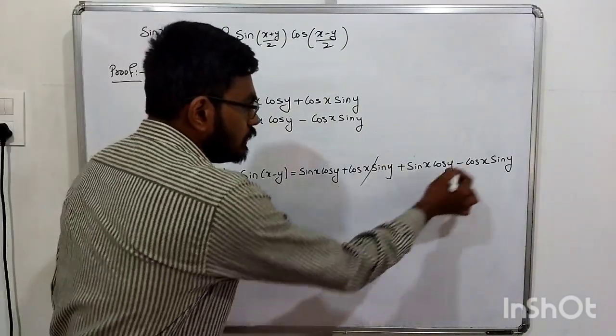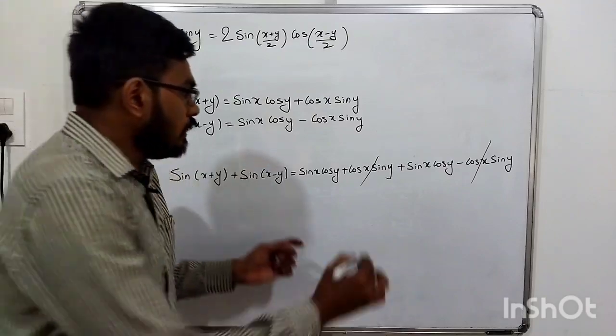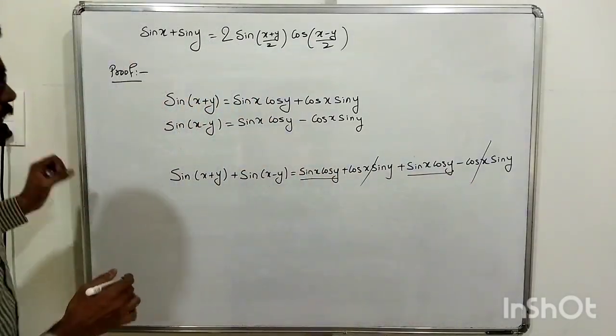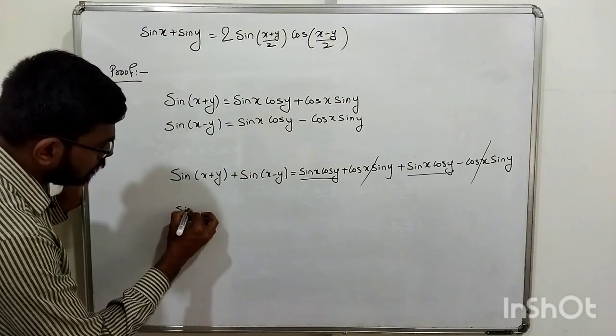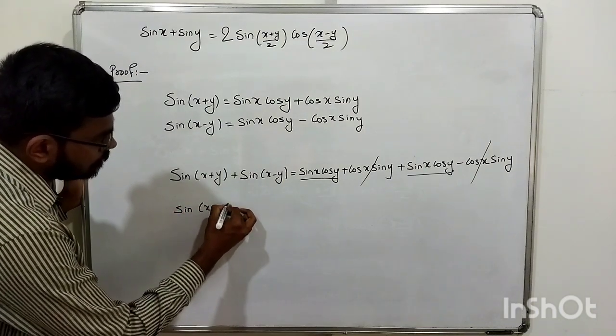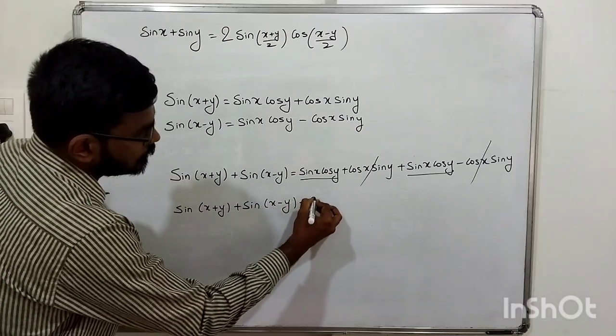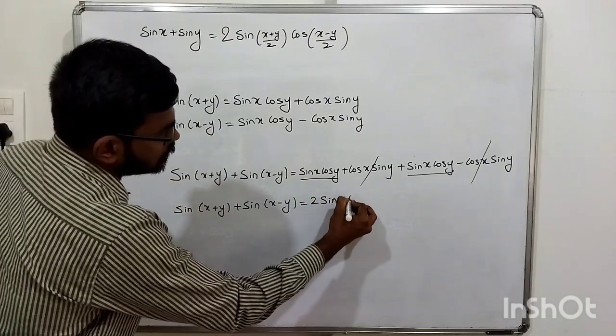Obviously we can cancel this and this. Okay, and again these both are same, so we can add those. Understood? So what we get? Sin of x plus y plus sin of x minus y is equal to 2 sin x cos y.